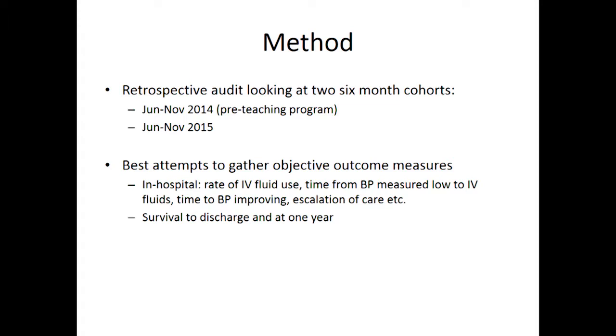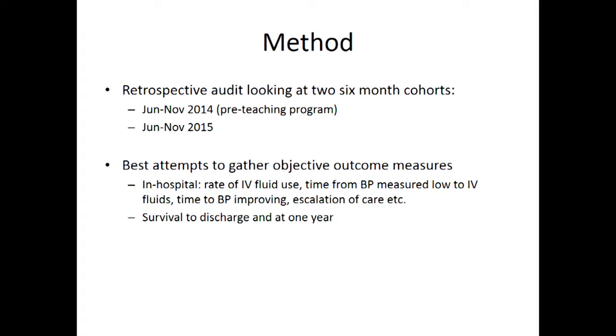Tēnā koutou katoa. This is a retrospective audit that I completed the second half of during my Taranaki Base summer studentship. The first 6 months of data was collected by the two house officers named, and they taught me directly how to collect and access the data. We did our best to collect accurate objective outcomes, for example, times, blood pressure measurements, and rates of IV fluid use. Mortality at discharge and at 1 year were also analysed. This data was collected from task manager, patient notes, early warning scores, and fluid charts.